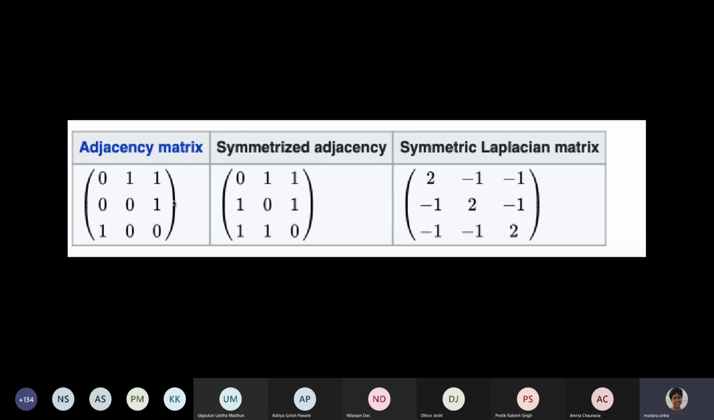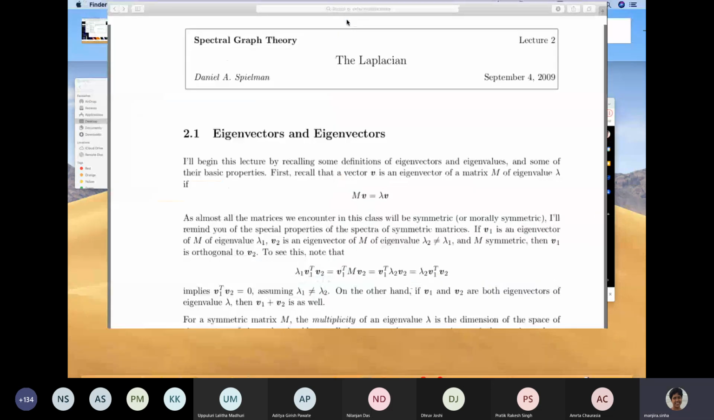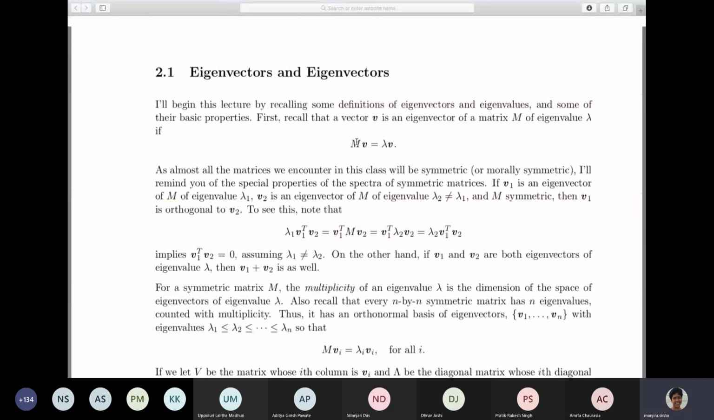So now the Laplacian is done. Another thing we need to know is the eigenvalue and eigenvector of a matrix. So let us go into that. Do you recall eigenvectors and eigenvalues?